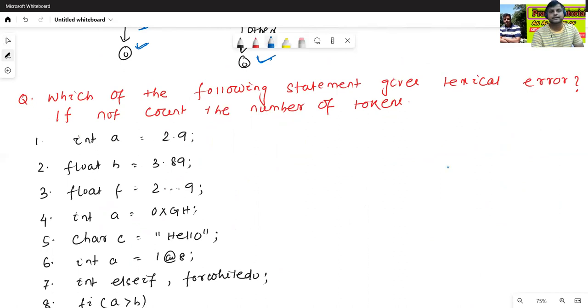Okay, so the next concept is here. Which of the following statements gives the lexical error? If a statement does not contain any lexical error, then count the number of tokens. Okay, so now we'll see.